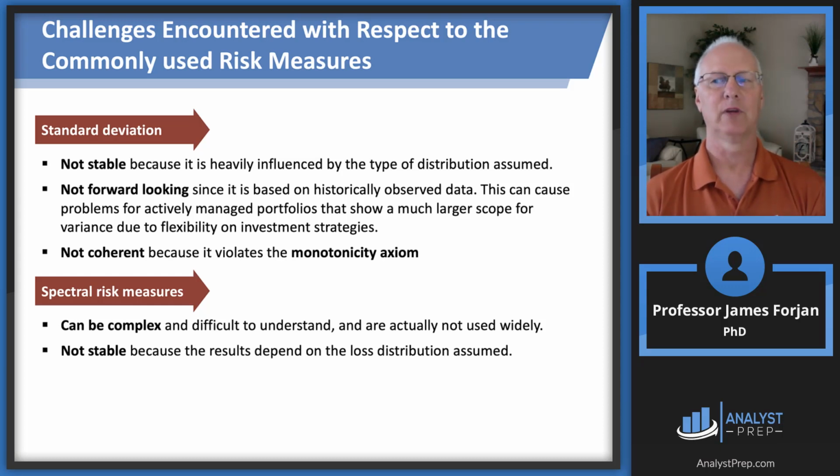Now, spectral risk measures are coherent measures that add two extra properties. One of them is called law invariance, and another one is called comonotonic. They can be complex and difficult to understand and are actually not used very widely, and they're not stable.